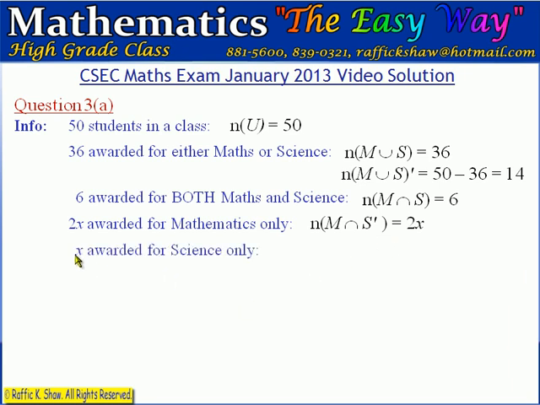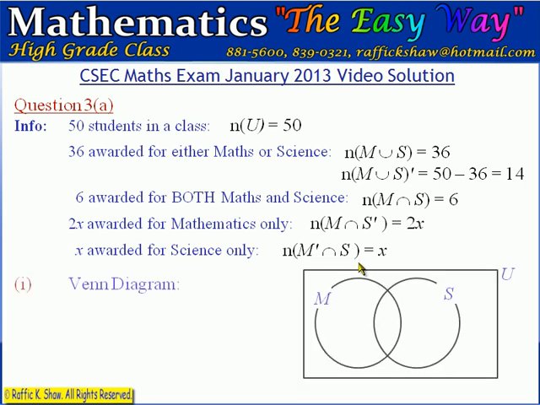And finally, we are told that x students are awarded for science only, and so similarly this will be represented by this set notation. That's the intersection of those not awarded for math and those awarded for science. That would be the set of students who are awarded for science only, and so the number of students in that subset would be equal to x. And now we're required to show this information in this Venn diagram.